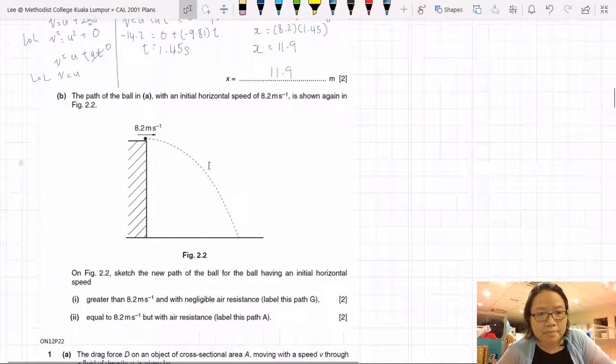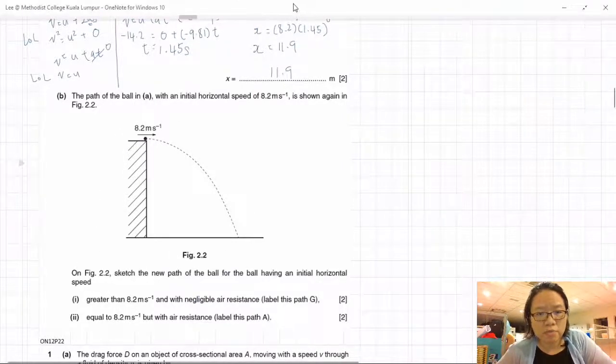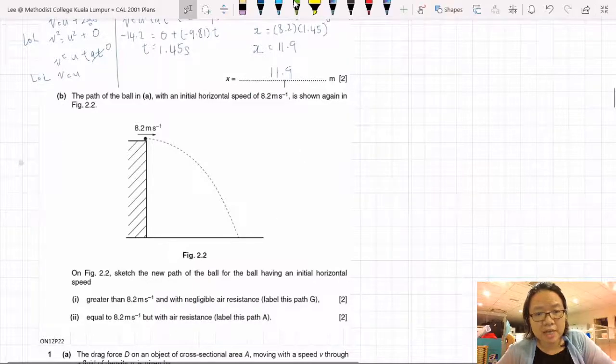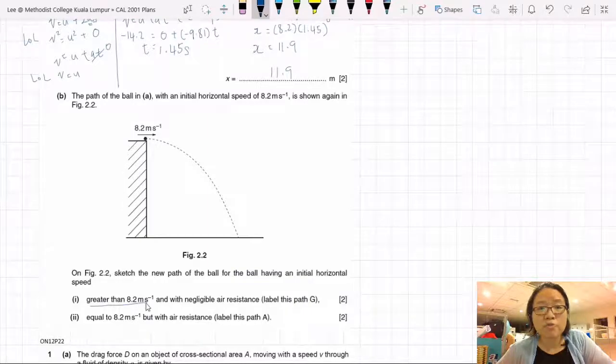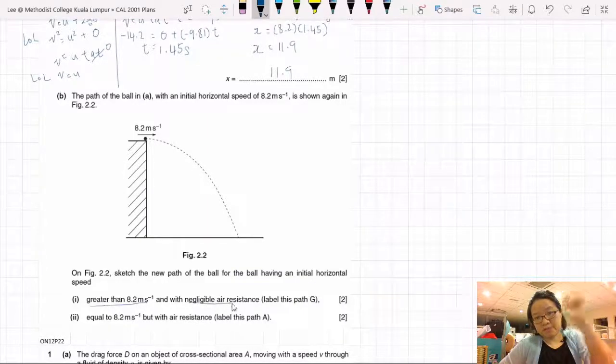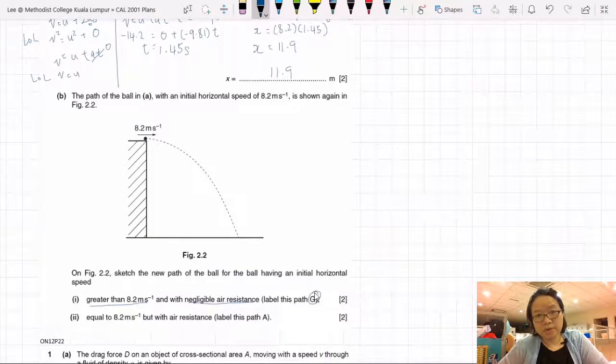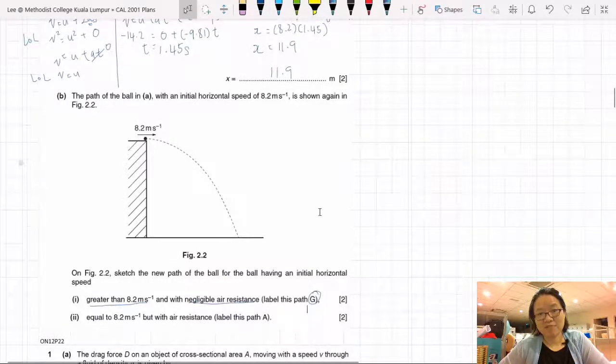Okay, part B. The path of the ball in A is drawn for you. Sketch the new path of the ball if, let's say, now we have greater horizontal speed. If greater horizontal speed, that means it will travel further. Okay, and label this path G. Because it won't affect how long it takes to hit the ground. It will just affect how far it goes.